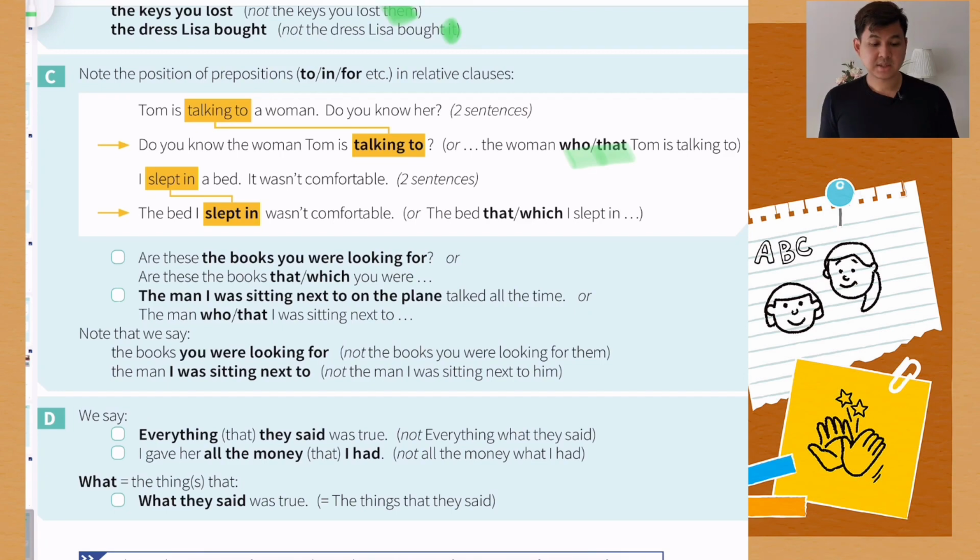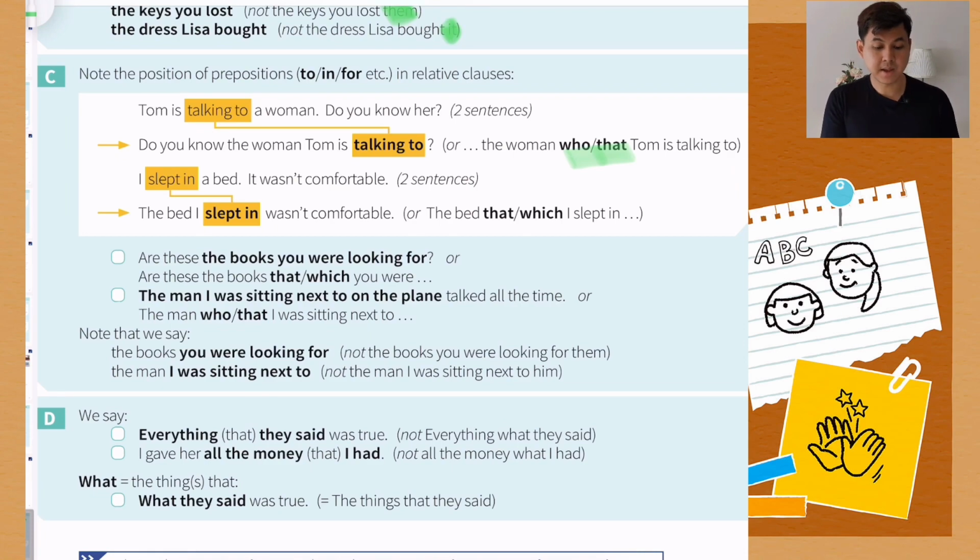Now let's have a look at section C. Note the position of prepositions to, in, for, etc. in relative clauses. Let's have a look at this example. You have two sentences. Tom is talking to a woman. And the second sentence, do you know her? So when you use the relative clause, you can say, do you know the woman Tom is talking to? Or do you know the woman who or that Tom is talking to? And let's have a look at the other one.